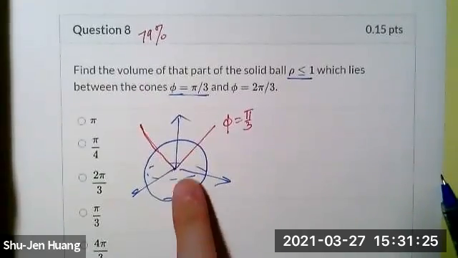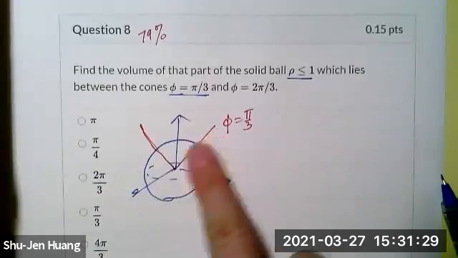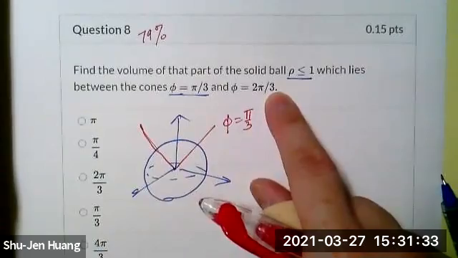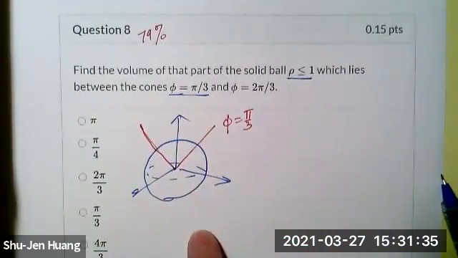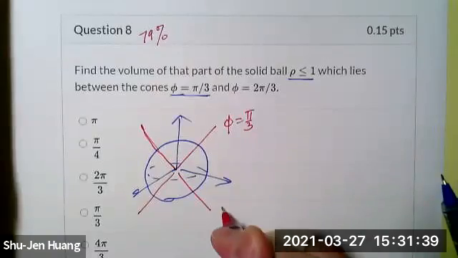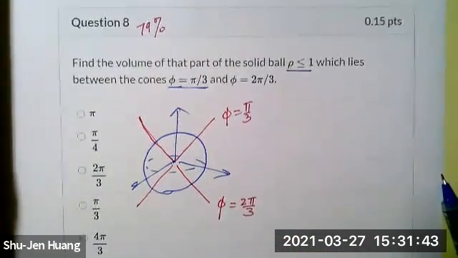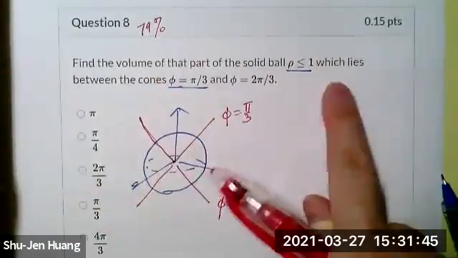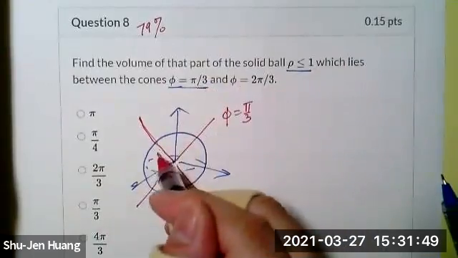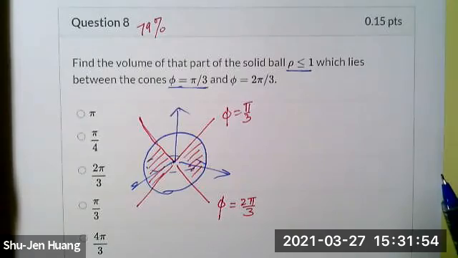We know phi equal pi over 2 is the xy plane, right? And 2 pi over 3 is larger than pi over 2, so it's below the xy plane, down here. So this is another cone down here, 2 pi over 3. And we want to find the volume inside the unit sphere between the two cones. So that would be this part here. This is the volume we want to find here.